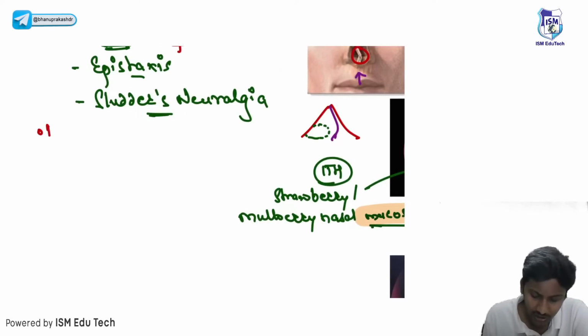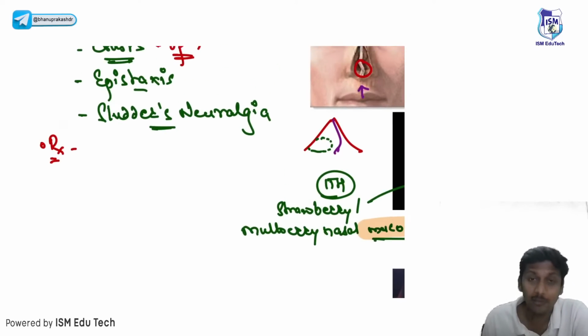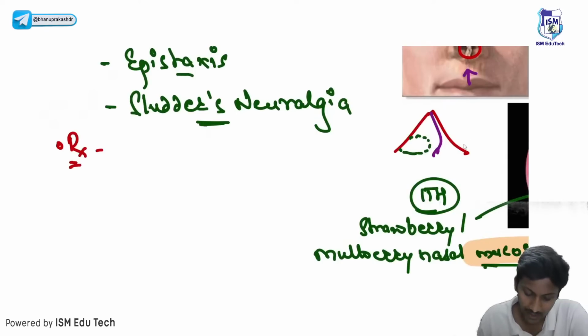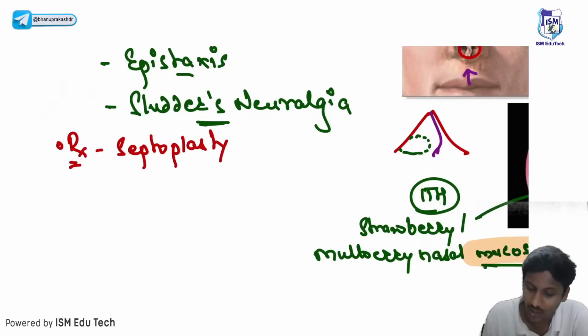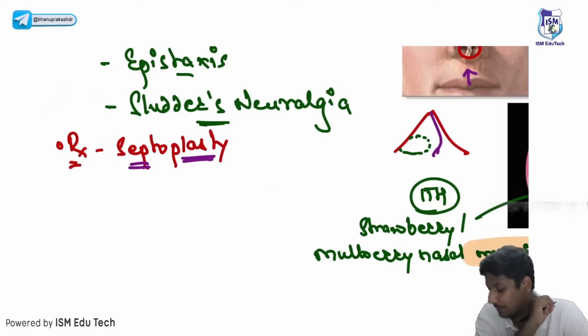Treatment for deviated nasal septum that we usually do is a surgery. And what is that surgery called? That surgery is known as septoplasty. Please remember, as I've told you, what is plasty? Plasty means repair or reconstruction. So we are actually trying to repair the septum. That is what is called septoplasty.